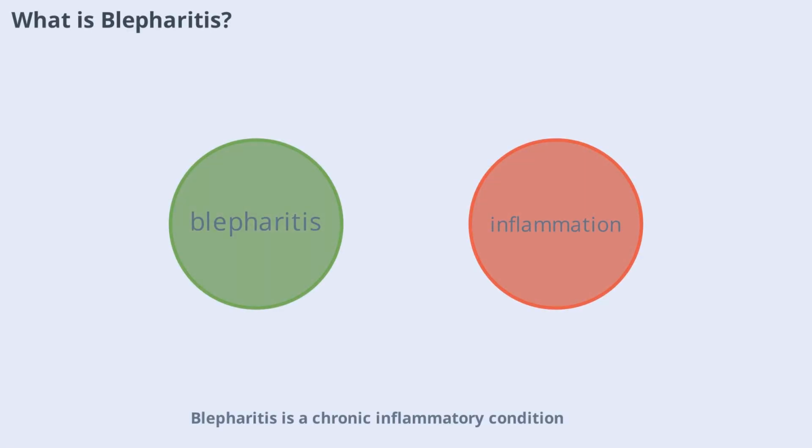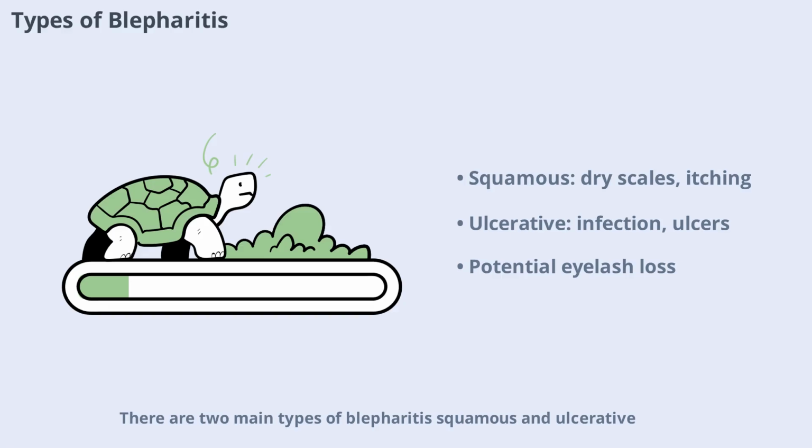Blepharitis is a chronic inflammatory condition affecting the margins of the eyelids. It is commonly seen in children with poor hygiene, those exposed to smoke or dust, or individuals with refractive errors. Other causes include staphylococcal infections, parasitic infestations like crab louse, or seborrhea of the lid and scalp. Blepharitis can be uncomfortable and persistent, often requiring ongoing management to control symptoms and prevent complications. There are two main types of blepharitis: squamous and ulcerative.